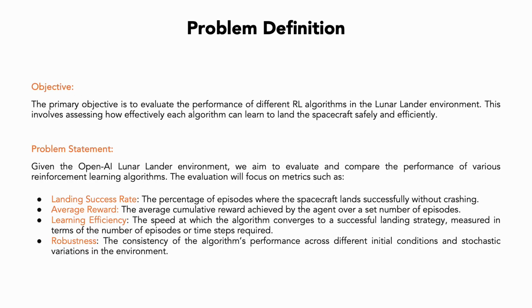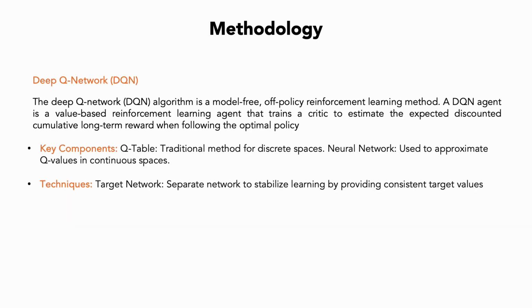Problem definition: the lunar lander environment simulates the physics of a space landing. Our goal is to precisely control the spacecraft thrusters to manage its position and velocity, balancing exploration and exploitation to maximize the rewards. We employed several techniques to handle this problem, which are DQN, DDQN, DDPG, and TD3. Now we'll talk about the methodology of the project.